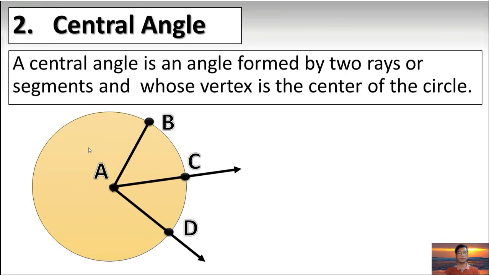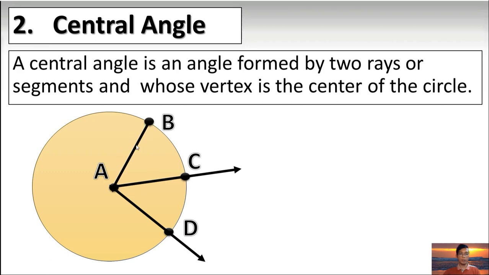Next, number 2 is the central angle. A central angle is an angle formed by two rays or segments and whose vertex is the center of the circle. Ayan. So, angle siya. From the word itself, central angle, angle na nasa center of the circle. Ayan. So, it is an angle formed by two rays or segments.